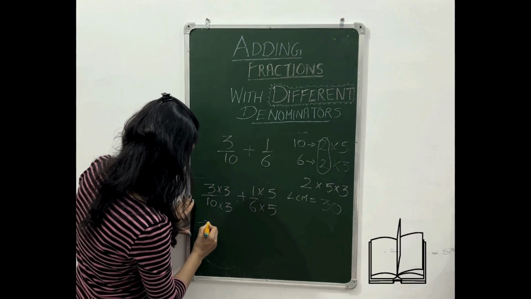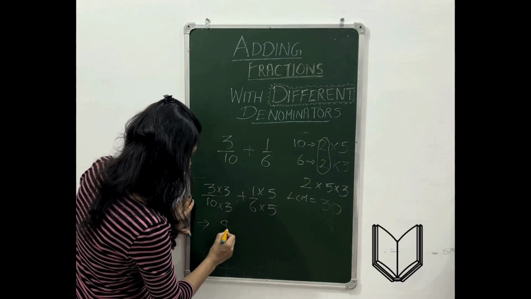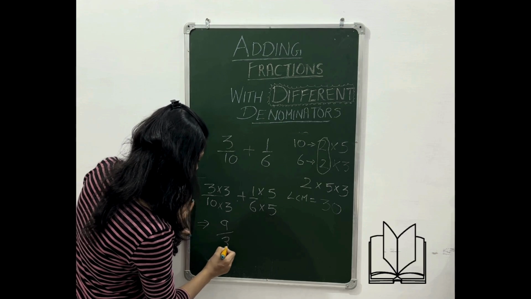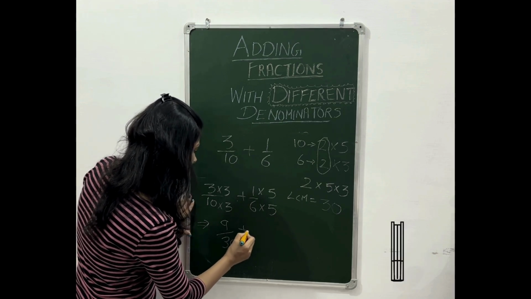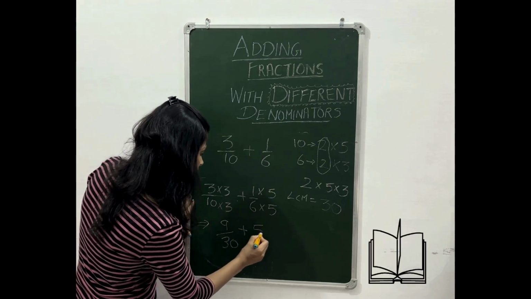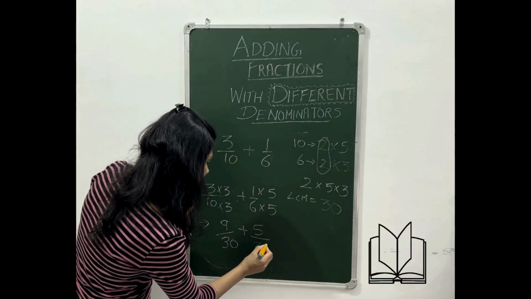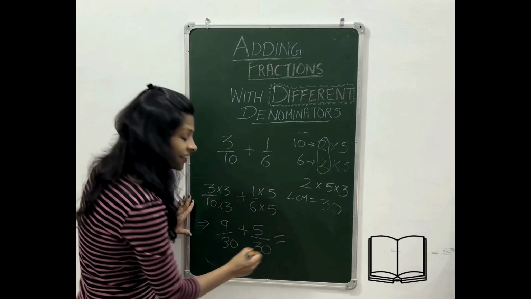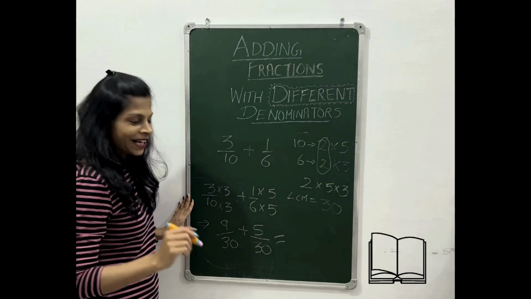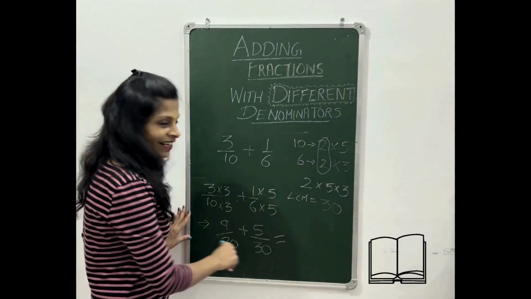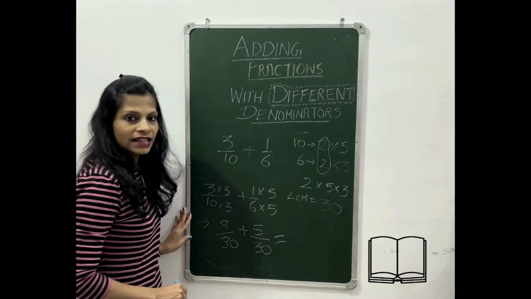Let's see what we get here. 3 times 3 is 9, divided by 10 times 3, which is 30, plus 5 times 1 is 5, divided by 6 times 5, which is again 30. Now the fractions are speaking the same language. So here I have like fractions, and now I can add them up.